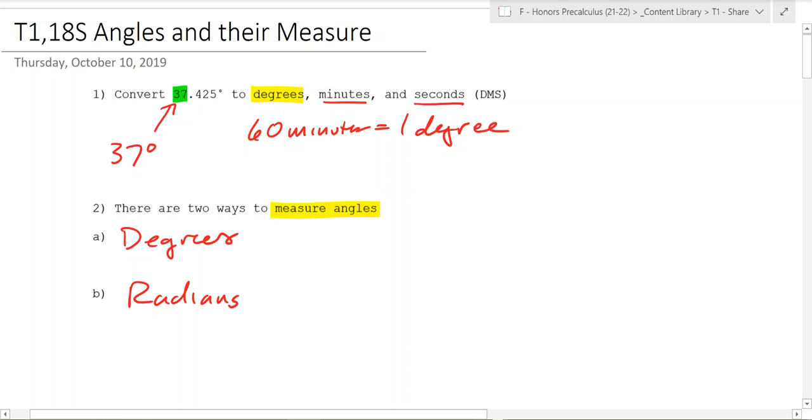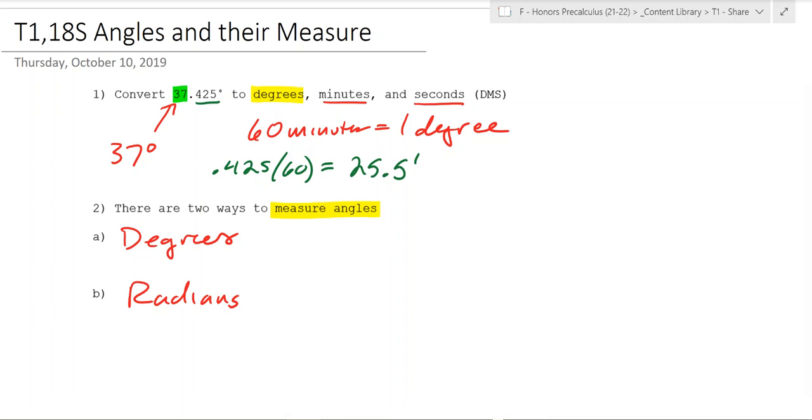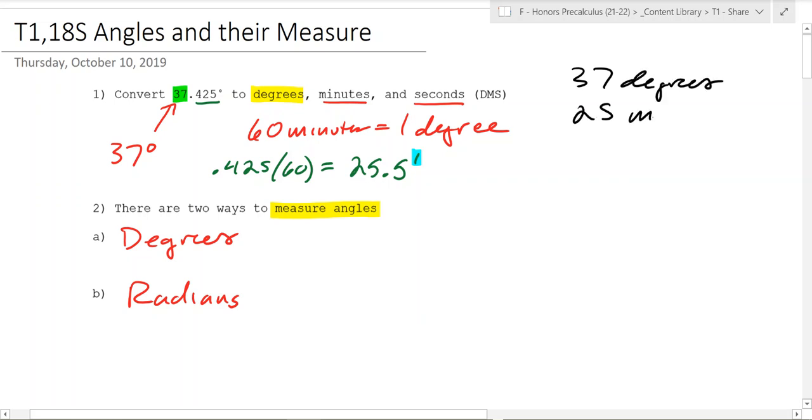So what you do first is you multiply what's left. You multiply the 0.425 times 60 to get the number of minutes. And when you do that, you end up with 25.5 minutes. And that's what that little mark means right up here. That's what that little mark means, minutes. So what we have now is 37 degrees and 25 minutes.